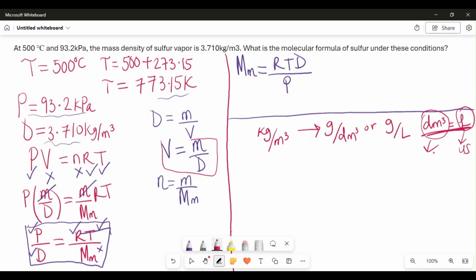So depending on what curriculum you are using, you can see that some places are going to use dm cube, some other places would rather use liters. So just put that in your memory. So now we're going to change the units of the value of density.